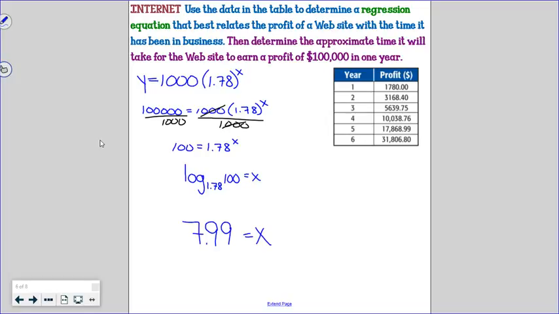Questions on that? It depends on how the directions are worded. If they had just said to determine the approximate time, I would think that 8 would be fine. If it specifically said round to, and because I verbally said round to the nearest hundredth earlier, then I would expect that. So it kind of depends on how it was worded.